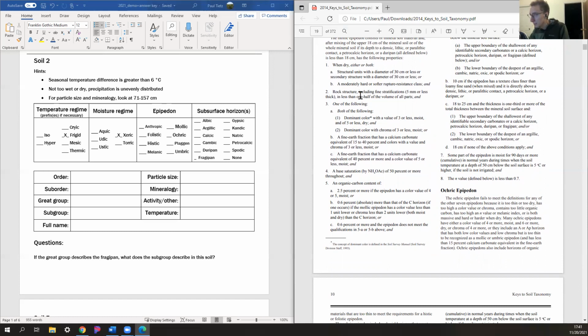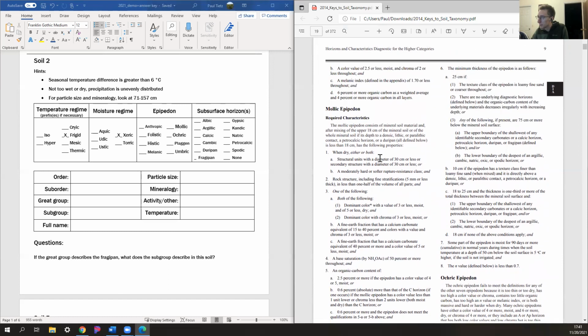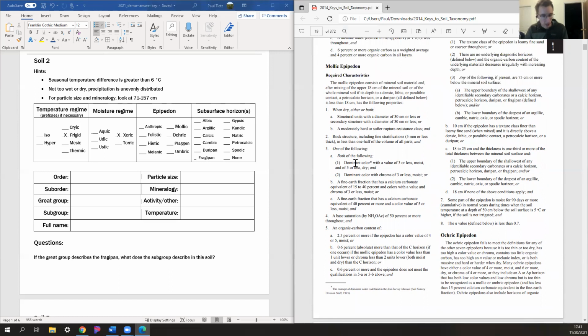So we have rock structure, including fine stratifications, less than 1/2 of the volume in all parts, and one of the following, A, B, C. For item A, we have both of the following: a dominant color with a value of 3 or less. So this is our dark color for mollisols. Value is 3 moist or 5 dry, and the chroma is 3 or less moist, or certain other characteristics there. Okay, so let's just check our colors for now.